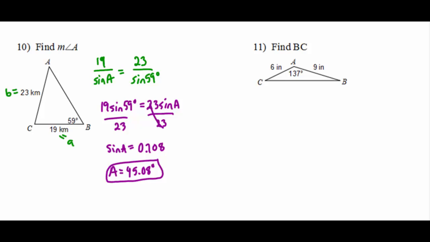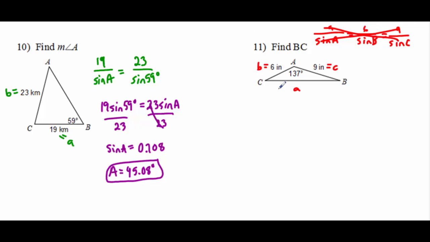So on 11, I look at this and say this is side angle side, which means it's not law of sines, it's law of cosines. If you tried to do law of sines, let me label my sides real quick and show you what happens. If I try to set up law of sines, I have a over sine A equals 6 over sine B equals 9 over sine C. The problem is that I don't have a fraction where I know both parts. So that's why we can't use the law of sines.